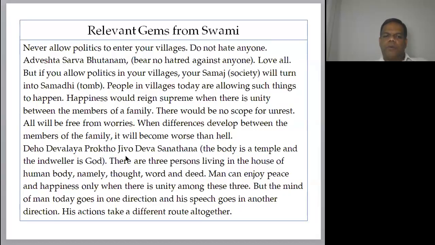Deho Devalaya Prokto Jivo Deva Sanatana. The body is the temple and the indweller is God. There are three persons living in the house of the human body, namely thought, word, and deed. Man can enjoy peace and happiness only when there is unity among these three. But the mind of man today goes in one direction and his speech goes in another direction. His actions take a different route altogether.